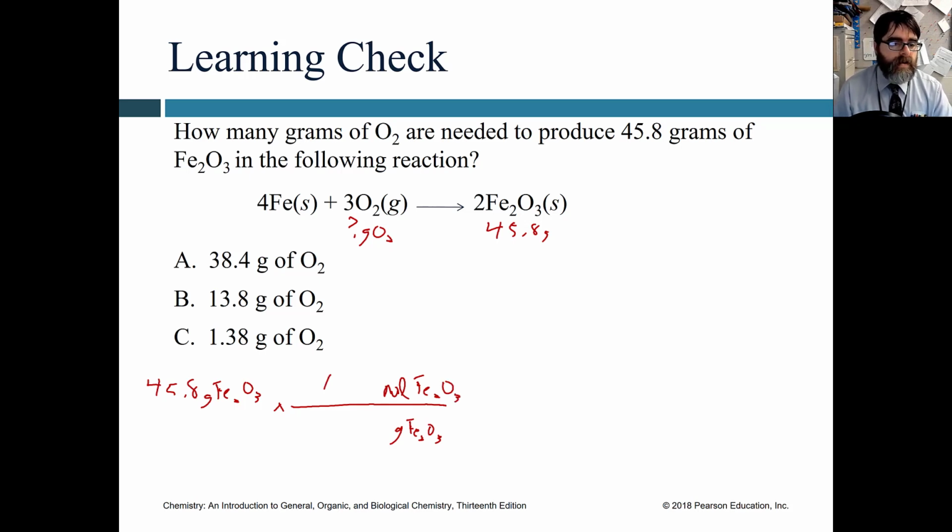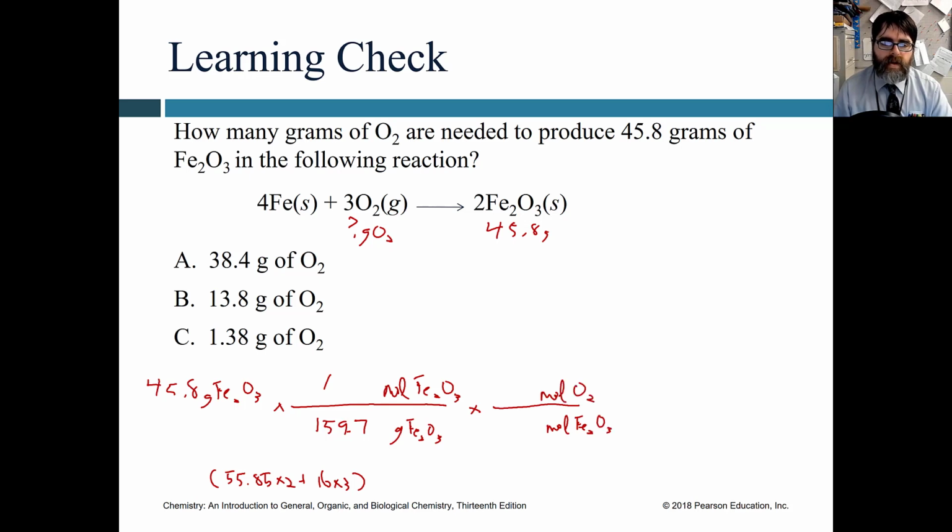For the mass here, I'm going to need to find the molar mass of iron oxide. The iron is 55.85, and there are 2 of them, plus 16 times 3 of them, and that is grams. That's going to give me 159.7 grams. Then we know that we can turn moles of one substance into moles of another substance, and that there is our stoichiometry step. And so we have 2 moles of iron oxide here and 3 moles of oxygen there.